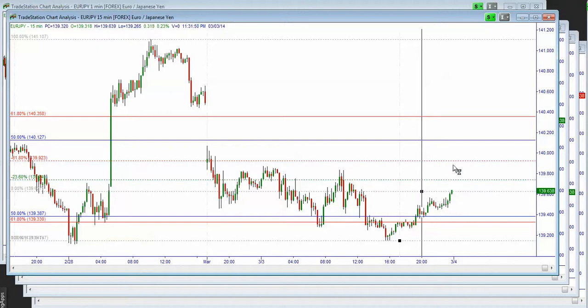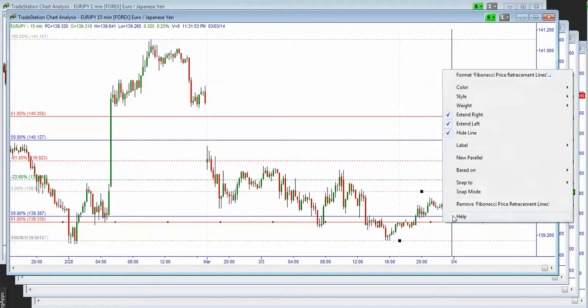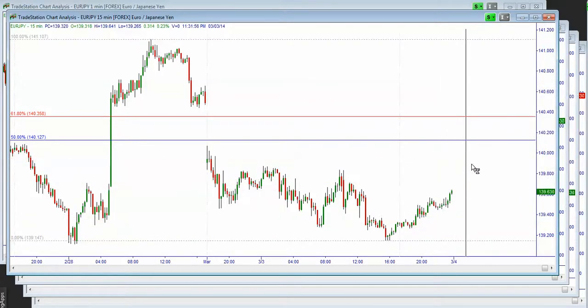So we might see this market moving in extension higher, in which case then we'll need to study this market during the market hours tomorrow. 140.12, it's an important level to watch.